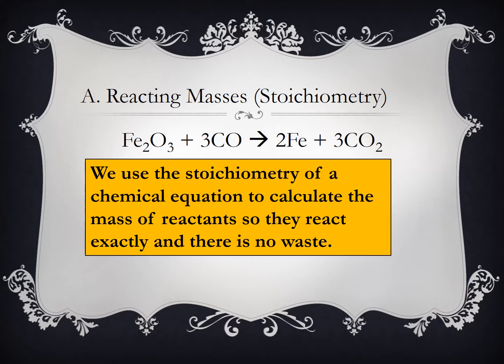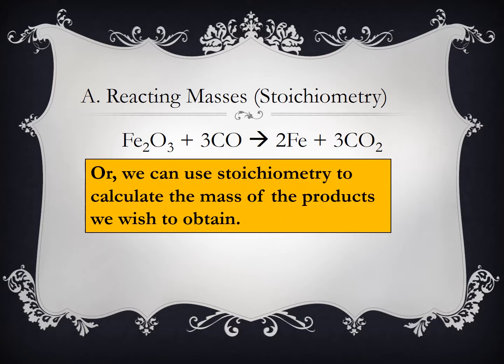So we use the stoichiometry of the chemical equation to calculate the mass of the reactants that we want and how much we actually make. There's no waste. We can't just throw things in willy-nilly because we want to make sure the reaction occurs perfectly. Or we can use the stoichiometry to calculate the mass of the products that we wish to attain. This is more useful in experimental sciences because you can figure out what your yield is, what you should get, what you get in the experiment, and how well your lab went.